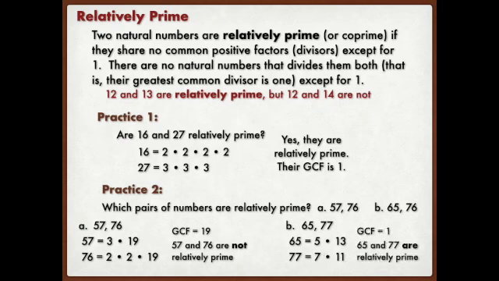Let's look at 65 and 77. There are no numbers that are the same. 65 has 5 and 13, and of course 1 and 65. 77 has 7 and 11. So they are relatively prime because there are no numbers that are the same when I do my factorization tree.